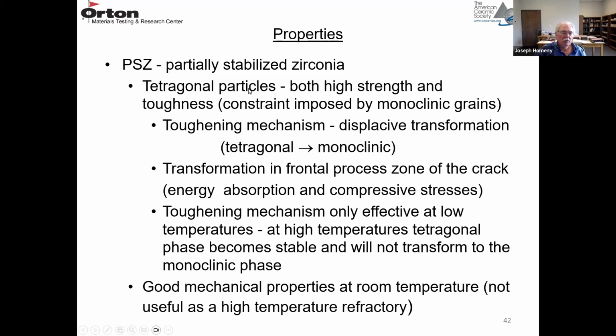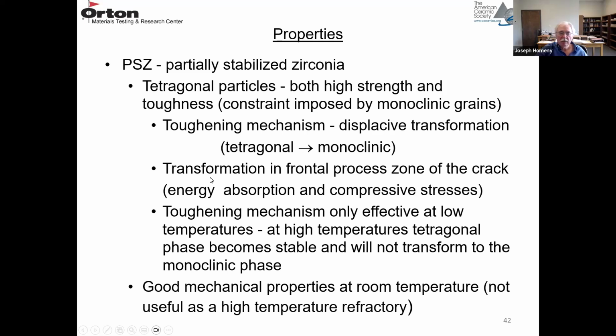So if you end up with tetragonal precipitates, you're going to have very high strength, high fracture toughness material. And the matrix, the cubic stabilized matrix, constrains the transformation from taking place because there's a volume expansion when you go from tetragonal to monoclinic. So the matrix constrains the tetragonal particles in the tetragonal form. So why is this material so strong and so tough? Well, the toughening or strengthening mechanism is the displacive transformation from tetragonal to monoclinic.